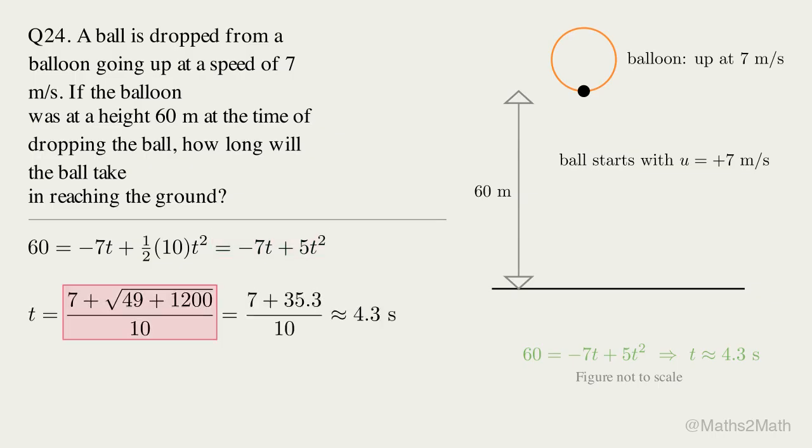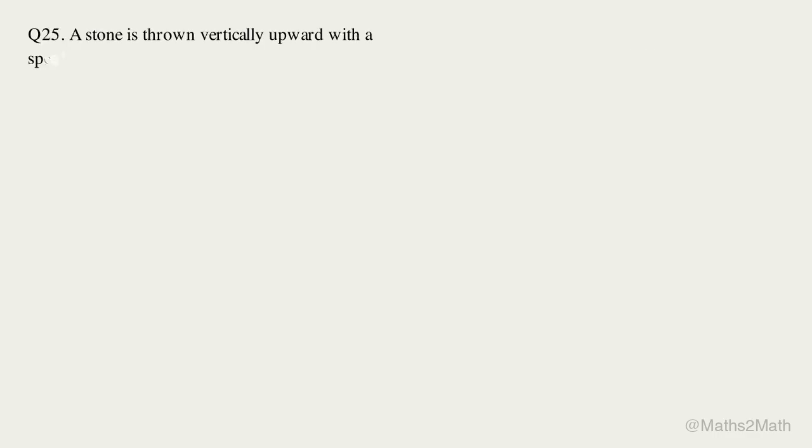Solving the quadratic. T equals 7 plus root of 49 plus 1,200 over 10. The root is about 35.3, so t is about 4.3 seconds.